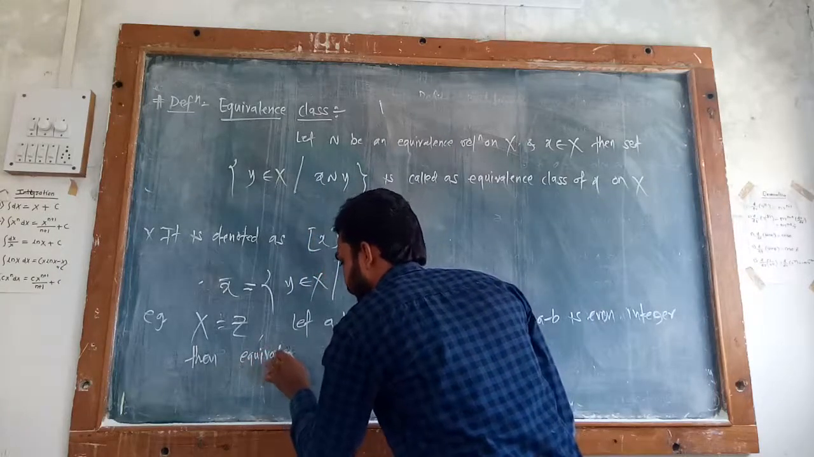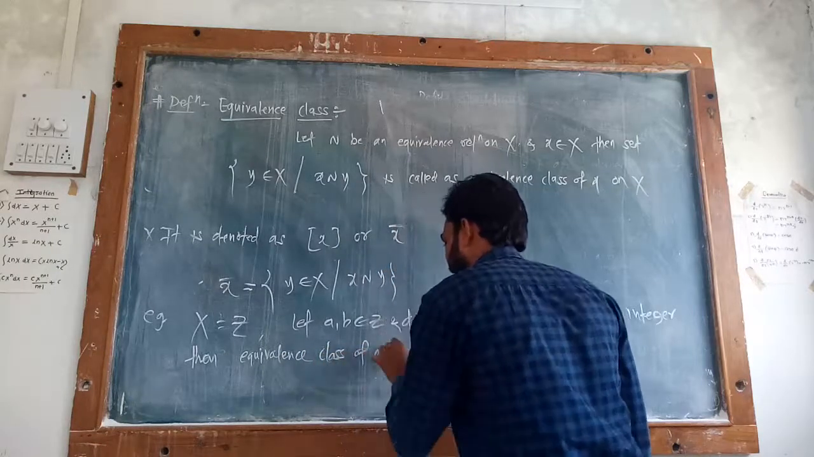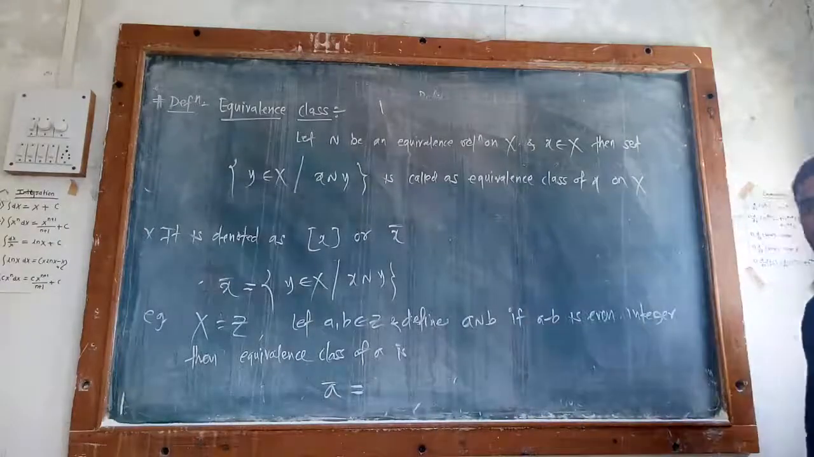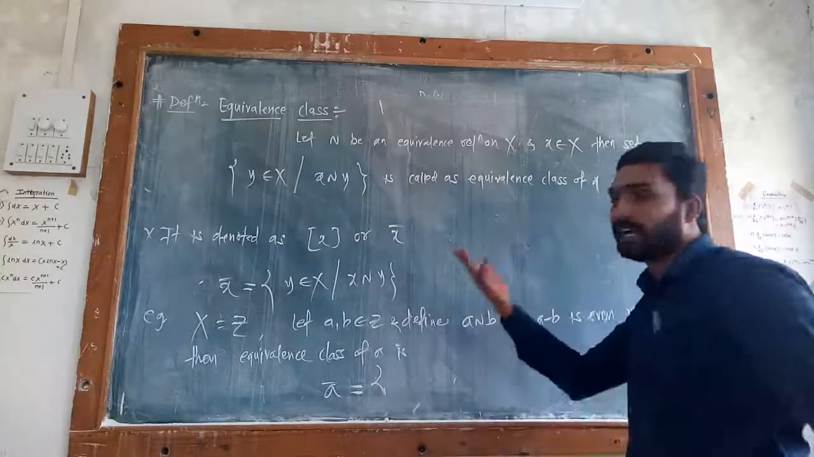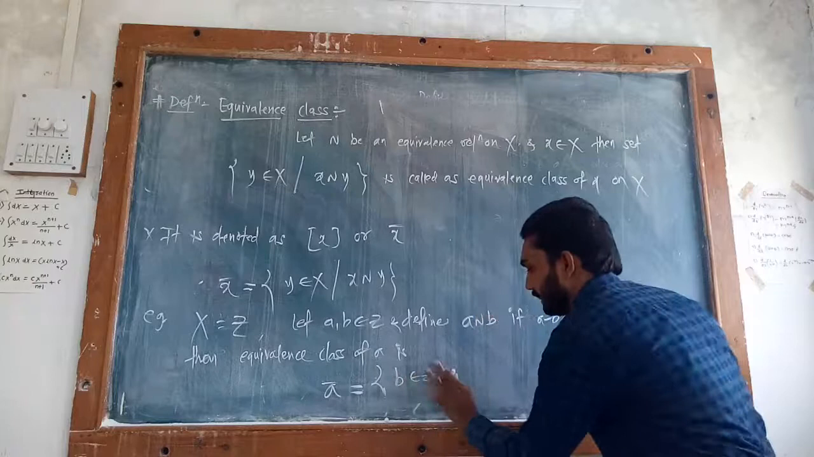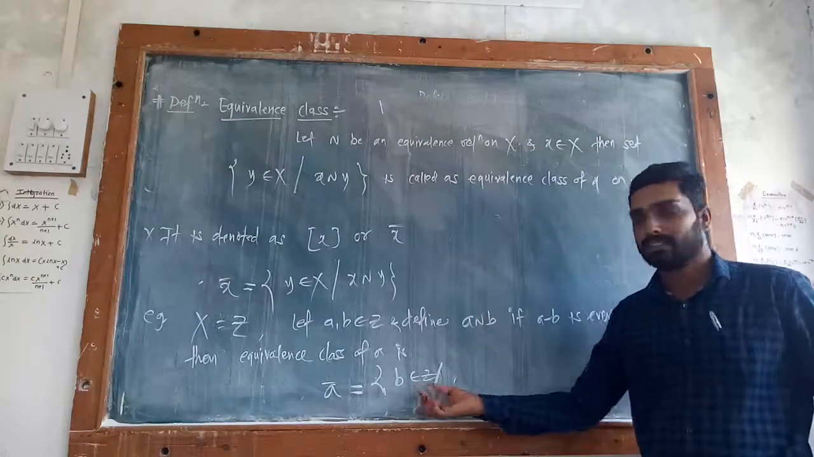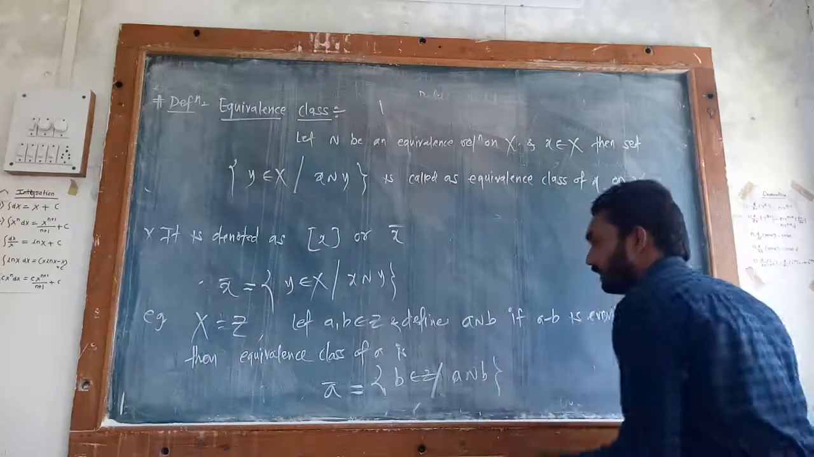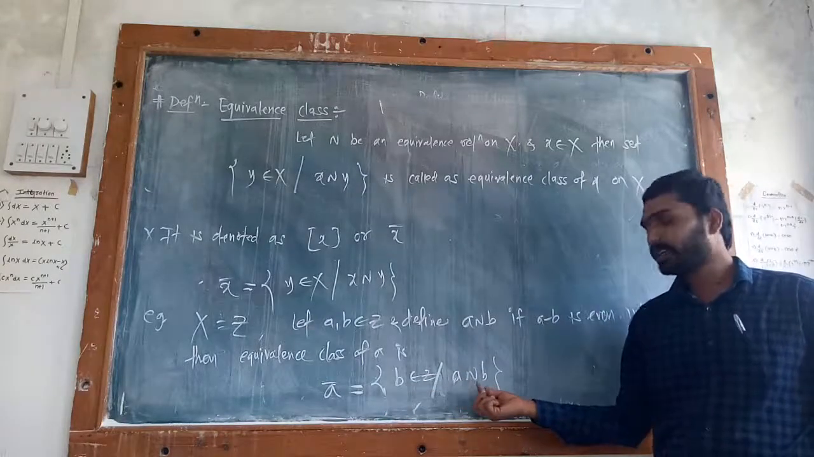Then we have to find the equivalence class of A. So what is your equivalent class of A? What do you mean by equivalent class of A? It is the collection of all y. So we can take this as the collection of all B from the set of integers, right? It is the collection of all integers B such that A is equivalent with B, right?